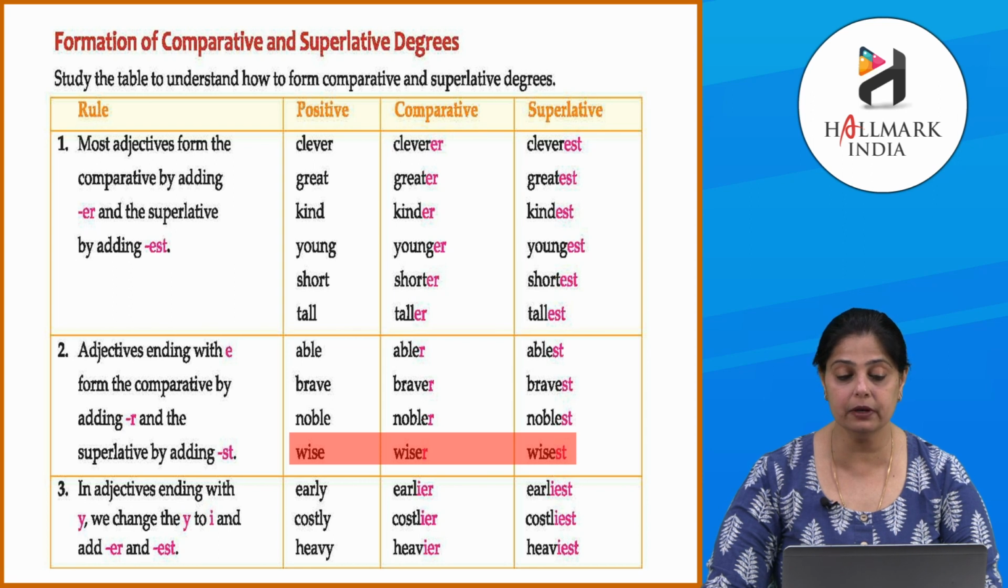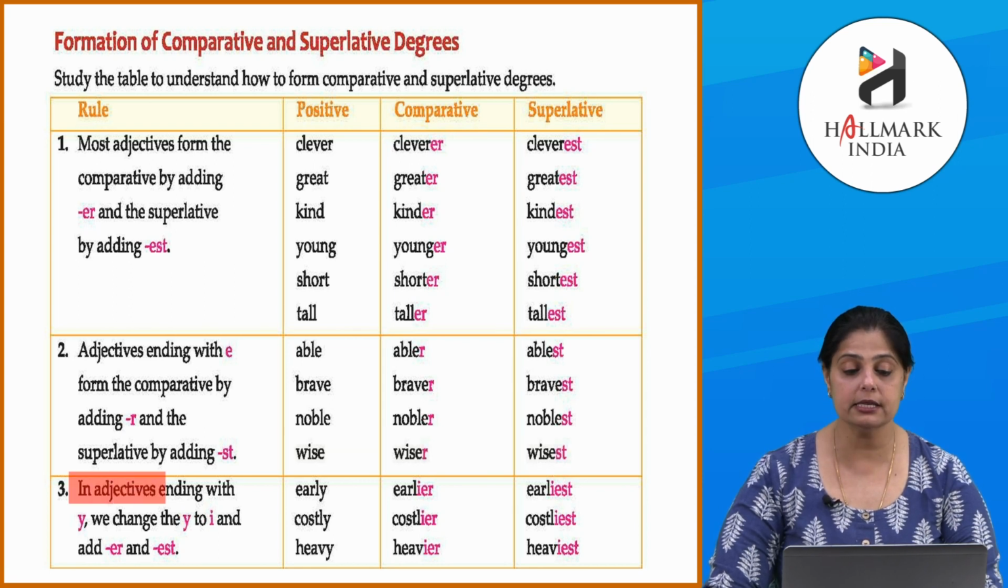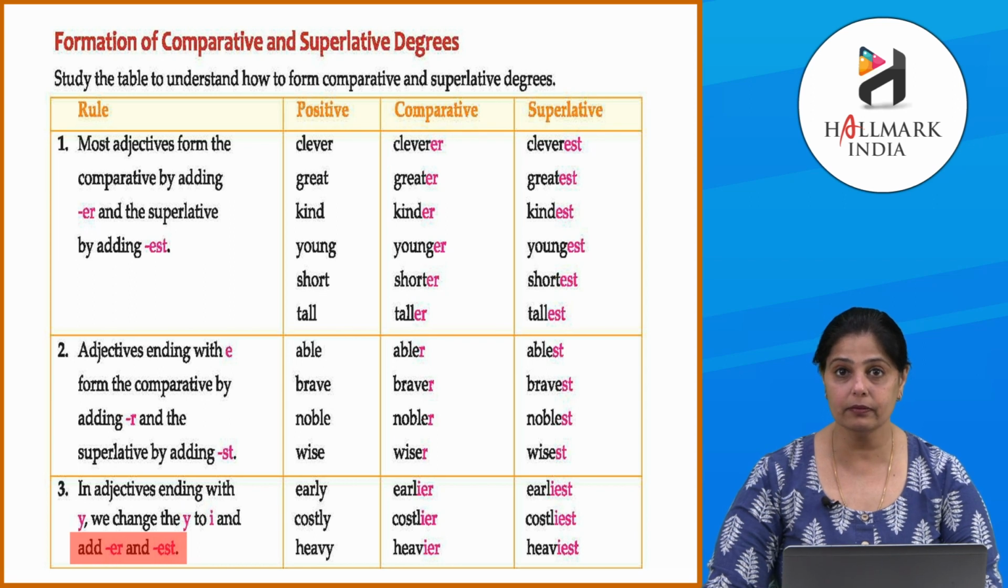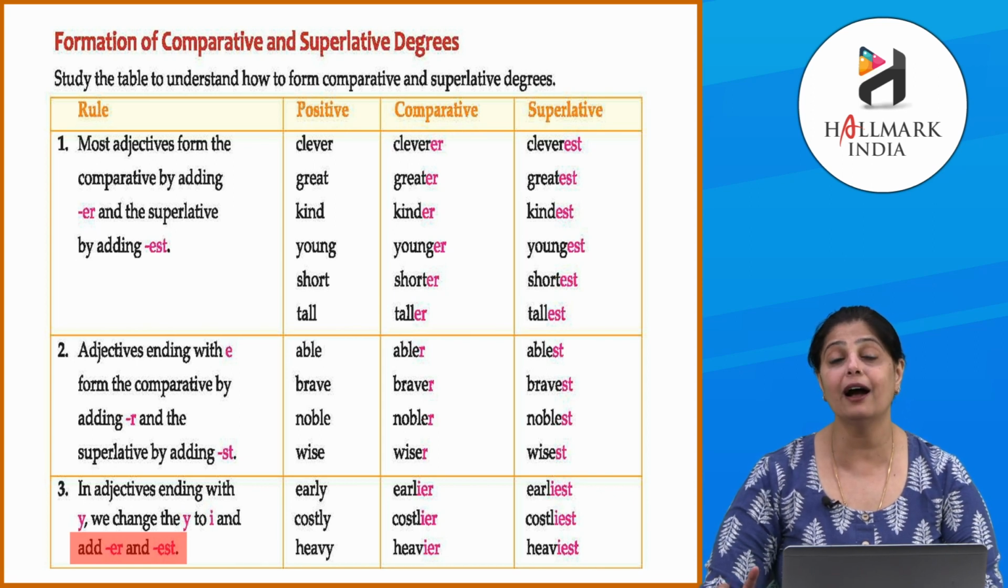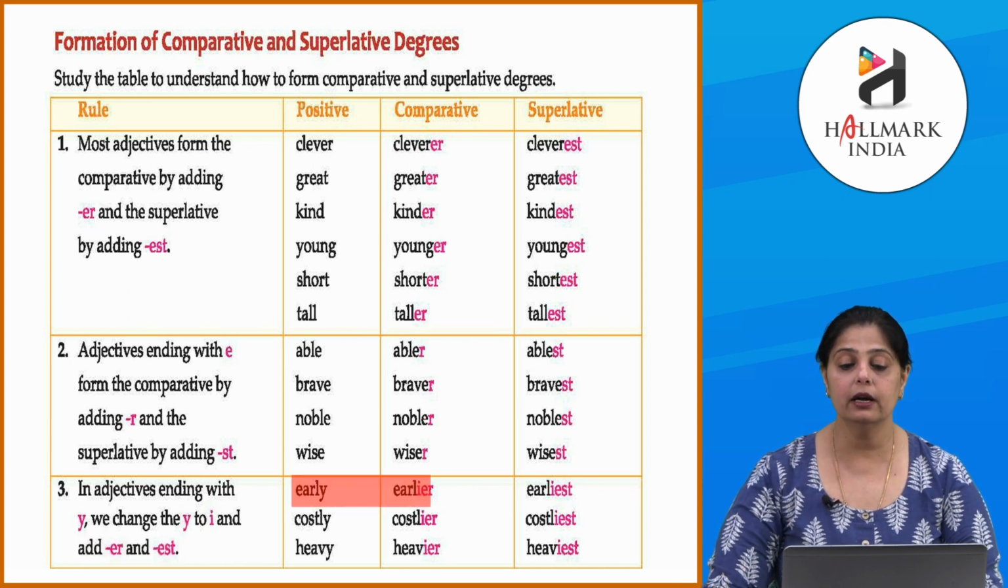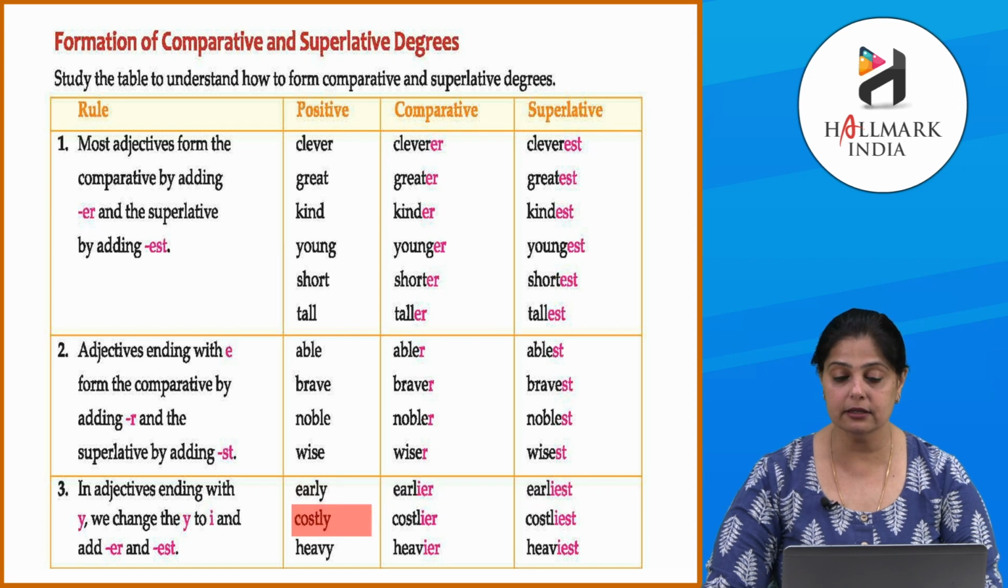Clear? Very simple. Now, the third rule says in adjectives ending with y, we change the y to i and then add er and est. तो अगर adjective y में end हो रहा है तो y को हटा देंगे और उसकी जगह पे आएगा IER for comparative and IEST for superlative. Okay? Early, earlier, earliest, costly, costlier, costliest, heavy, heavier, heaviest.